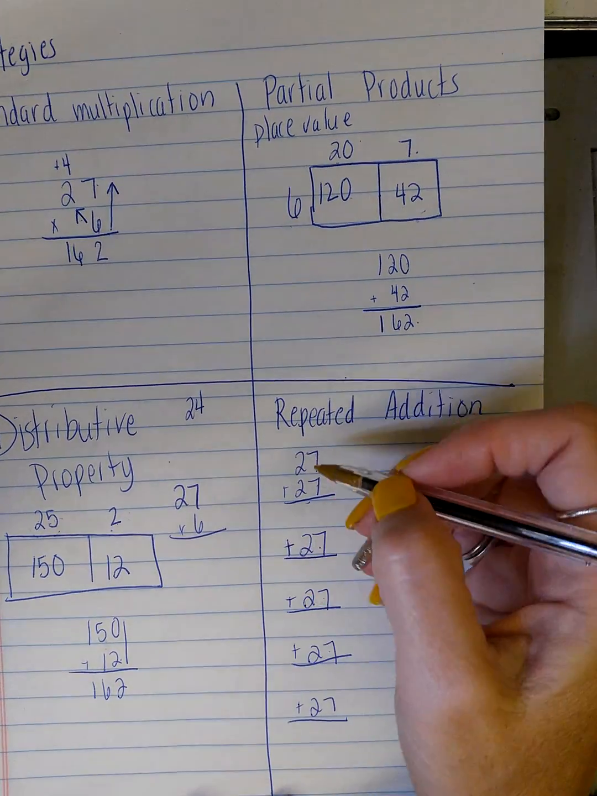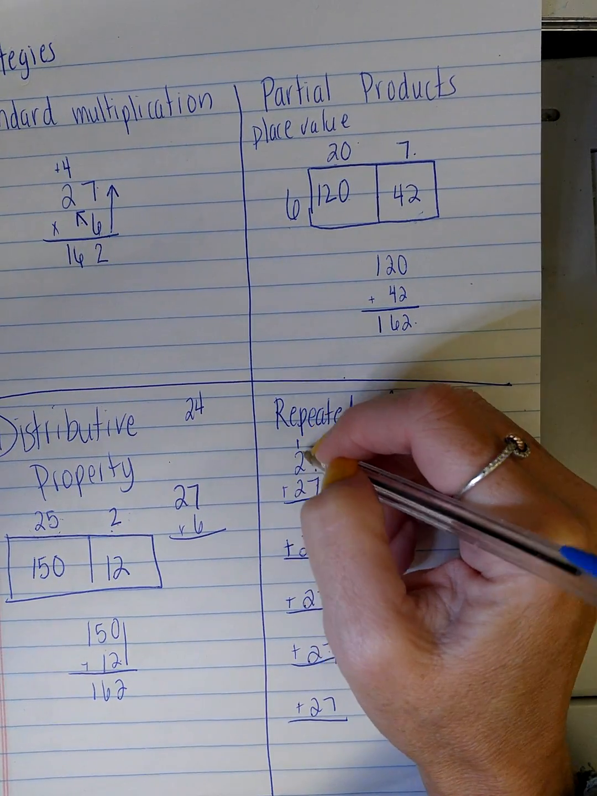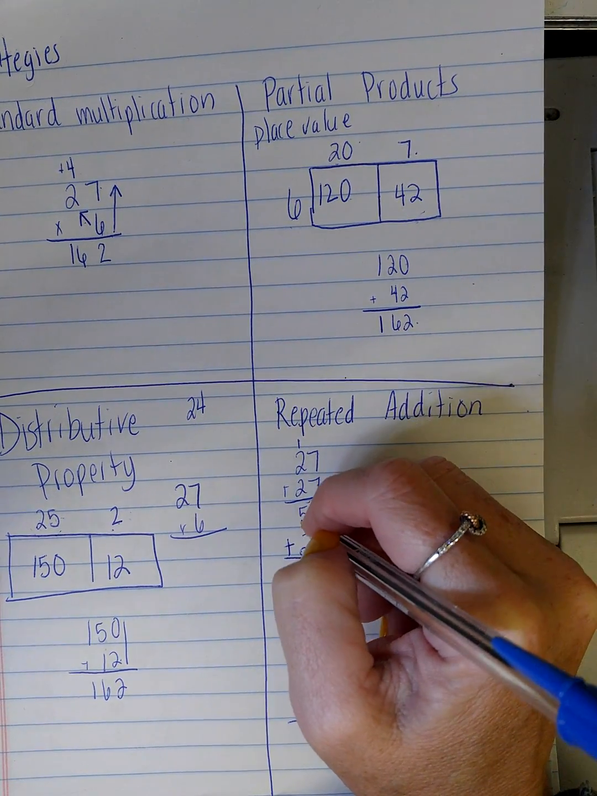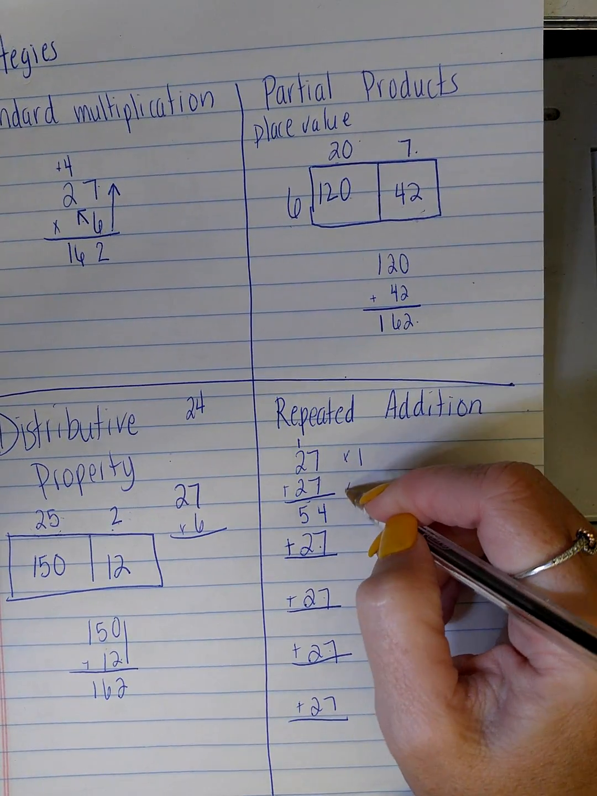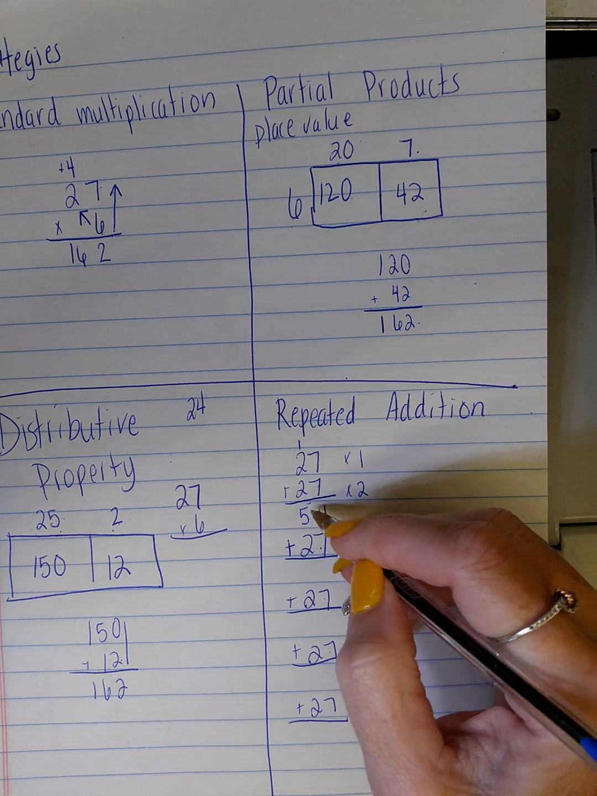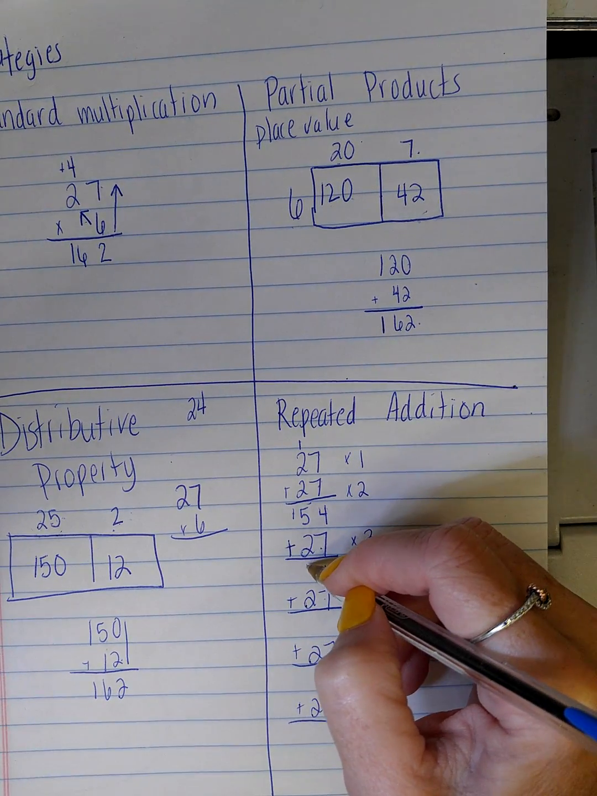Now I'm going to go to repeated addition. Repeated addition, 7 plus 7 is 14. Regroup my 1. 1 plus 2 is 3, and 54. Now the next 27. So that's 1, that's 2. This is my third one. 4 plus 7 is 11. Regroup my 1, 6.